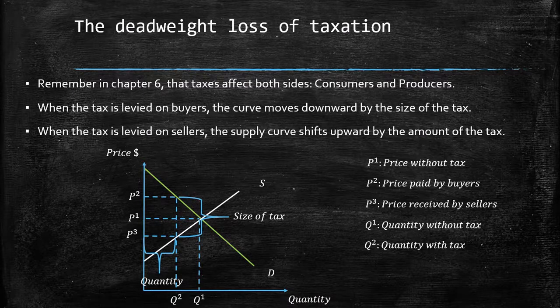So here we can see the revenue for the government. The government revenue from the tax is how much the government charges, P2 minus P3, times the quantity the market sells and produces. If we multiply both, we get this rectangle, which is the revenue of the government.